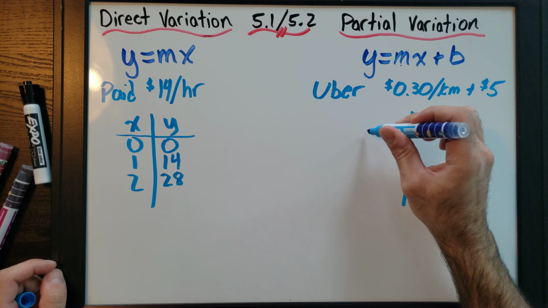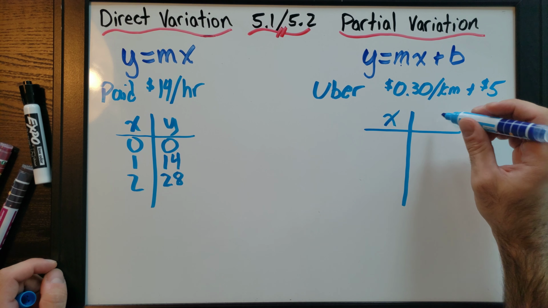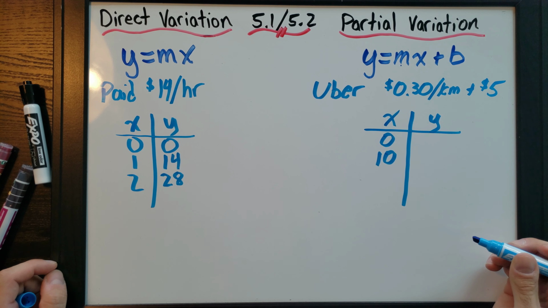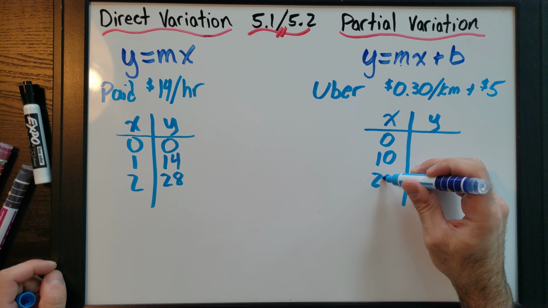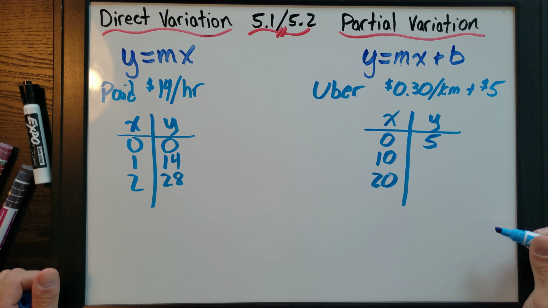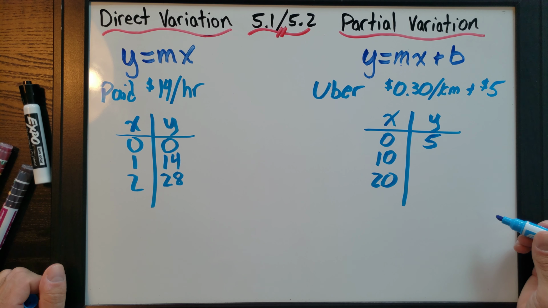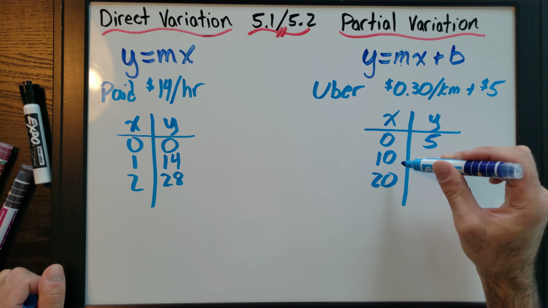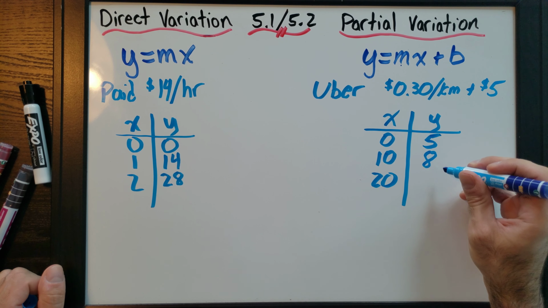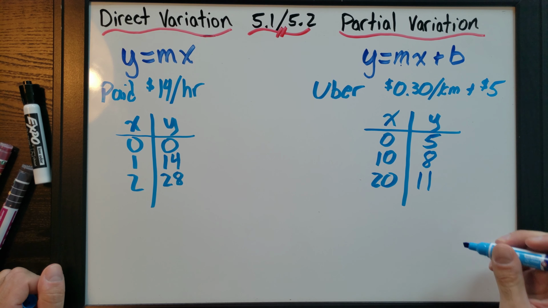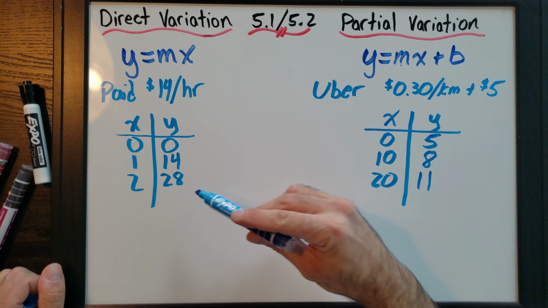If I take an Uber and I want to go, and I'm going to change these kilometers just because 1 kilometer would be pretty small. So if I use it for 0 kilometers, I still have to pay $5. It's not $0. So that's a really important factor in partial variation. If I go 10 kilometers, I have to multiply 30 cents times 10, which is $3. So this is $8. Multiply this by 20, I get 6. This is $11. Okay, so this is direct variation.